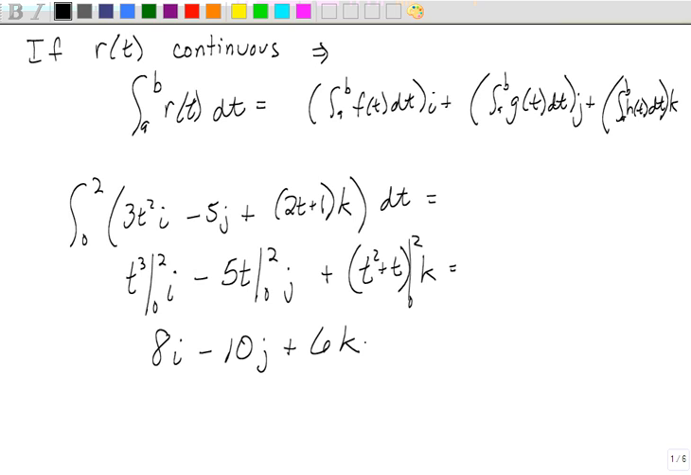Okay, look at the sample homework problems for some more examples.